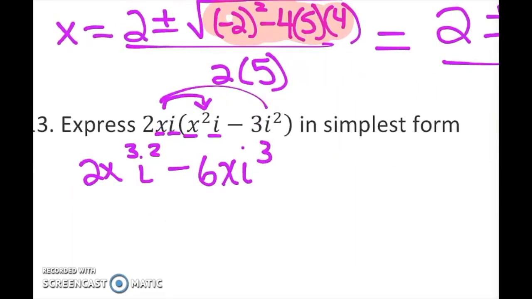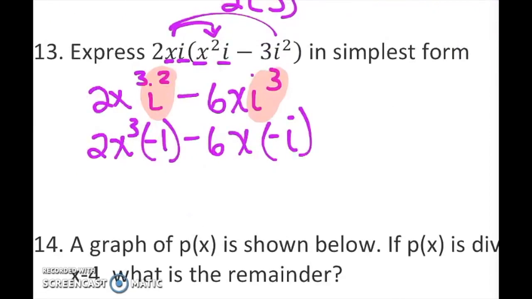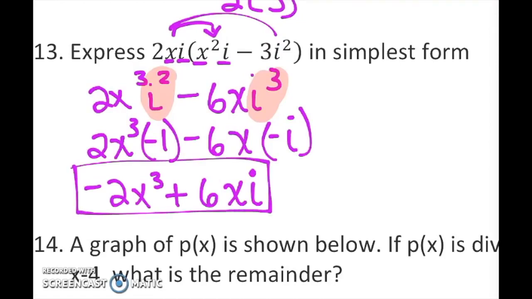Now let's simplify what we can. i squared, you can put in your calculator if you'd like to. 2x cubed times negative 1. And i cubed, you can put in your calculator if you'd like. 6x times negative i. And so this is going to be negative 2x cubed and then plus 6xi. That is as simplified as we get.